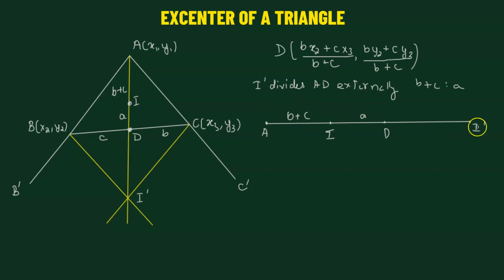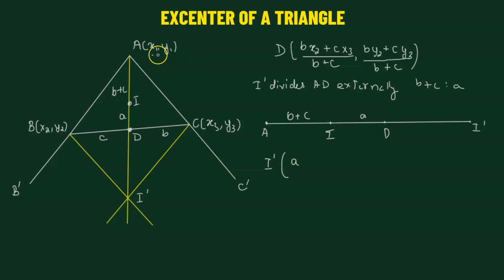And we have mentioned here that I prime is going to divide AD in the ratio B plus C and A, but it is going to divide it externally. So that means we have to use the external section formula, which means the coordinates of I prime are going to be equal to, so here the x coordinate will be, we'll start with, let's say A. So A will be multiplied to the x coordinate of A.